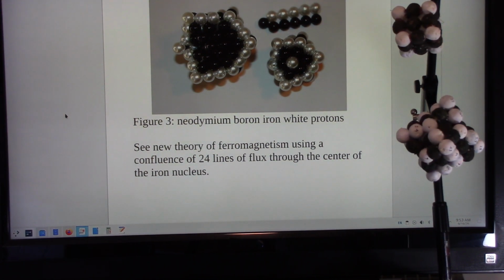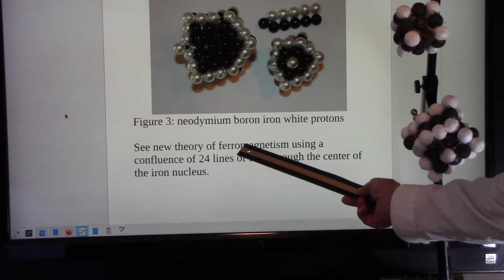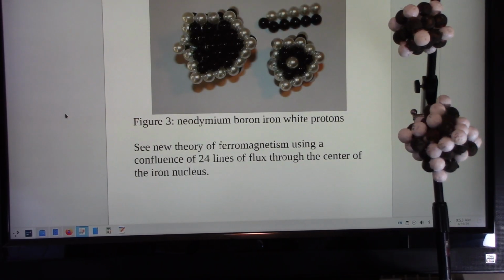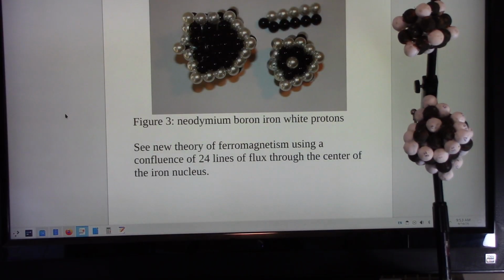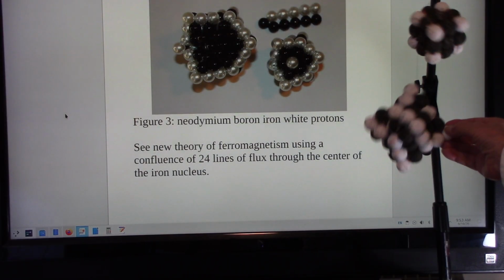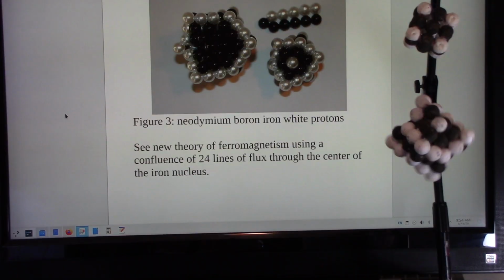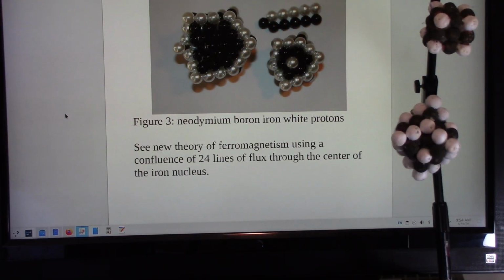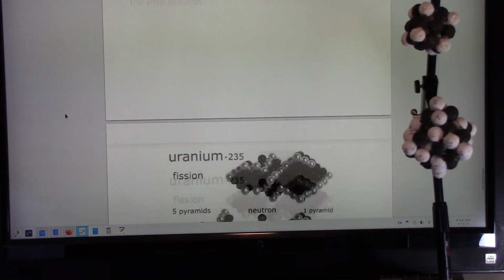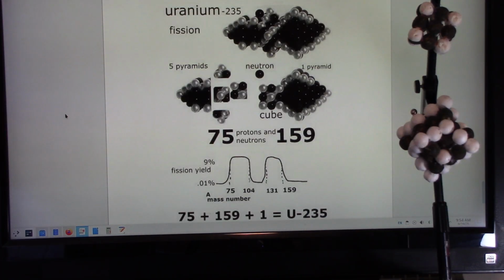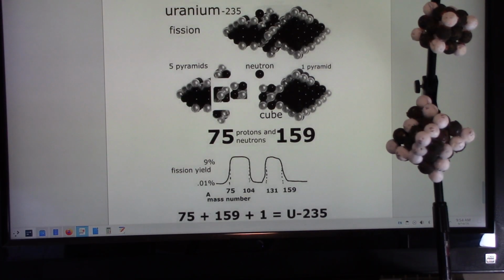Now, I want you to look at my new theory of ferromagnetism using a confluence of 24 lines of flux through the center of the iron nucleus. And I'll show you that picture at another time. Now I'm going to be finishing up with uranium.